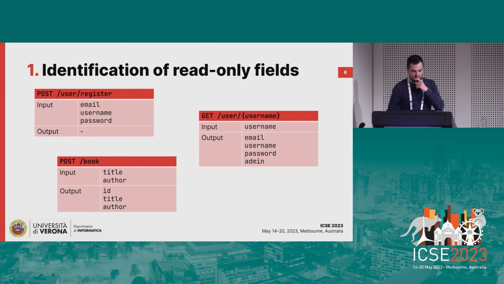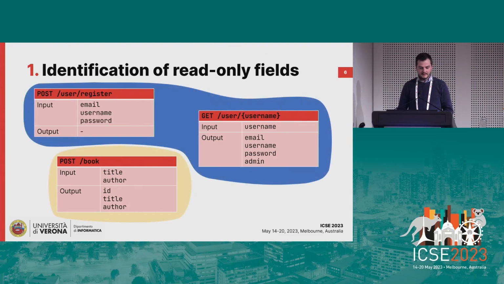Read-only fields are, of course, peculiar to the resource type, to the entity they belong to. For example, a user might have particular read-only fields, a book might have different read-only fields. To automatically infer those fields, the first step is to cluster together operations that operate on the same resource. And this is done with clustering, of course. In this example, the first 2 operations are clustered together because they work indeed on the user.